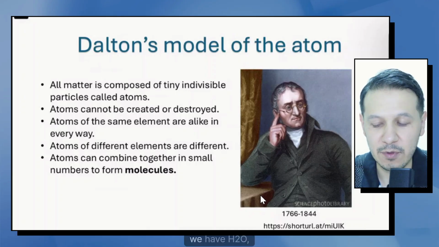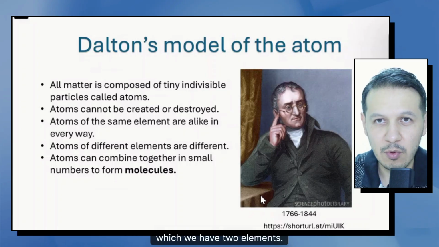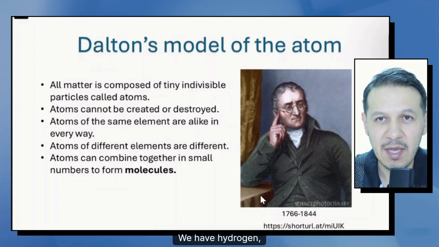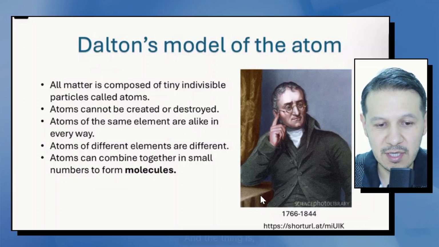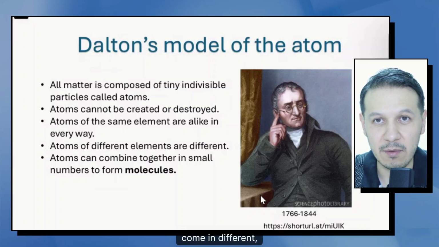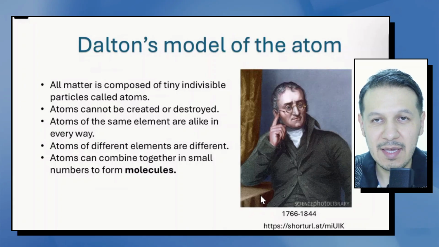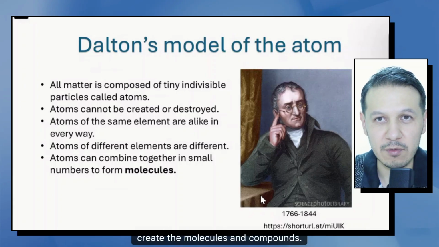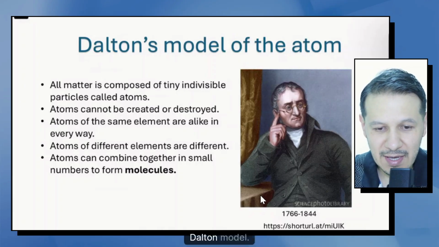Remember that, for example, we have H2O. We have two elements, hydrogen and oxygen. We have sulfuric acid. We have hydrogen, sulfur, and oxygen. And the thing is, they are in different proportions, creating the molecules and compounds. So this is the first Dalton model.